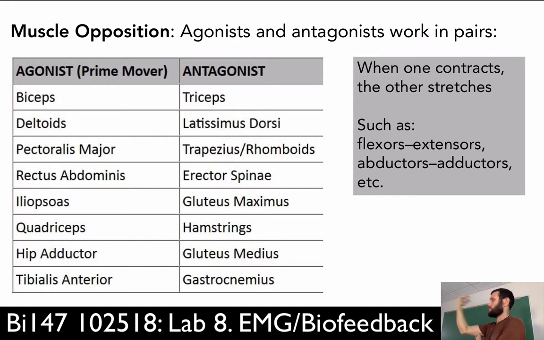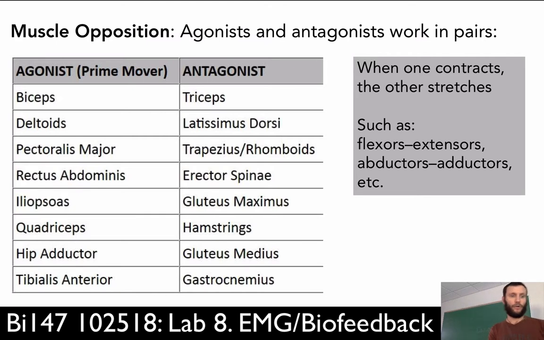And likewise, when I contract the tricep, that bicep is getting lengthened. All right, it's getting lengthened. So, for example, that's the kind of relationship that you would see between flexors and extensors, or abductors and adductors. When you flex a particular abductor, you're going to stretch the adductor, the corresponding or antagonistic adductor.